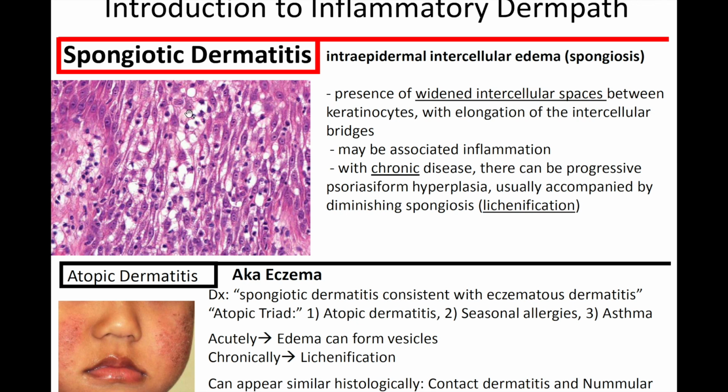And from other areas in the body, we're used to seeing this spongiosis, or this intraepidermal intercellular edema, these white spaces between the cells. So that's consistent with a spongiotic pattern. You can have presence of widened intercellular spaces between the keratinocytes with elongation of the intercellular bridges. May be associated with inflammation like you see here. With chronic disease, there can be progressive psoriasiform hyperplasia, usually accompanied by diminishing spongiosis or lichenification.